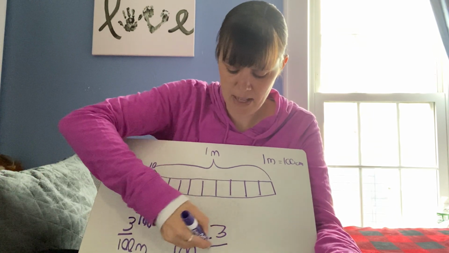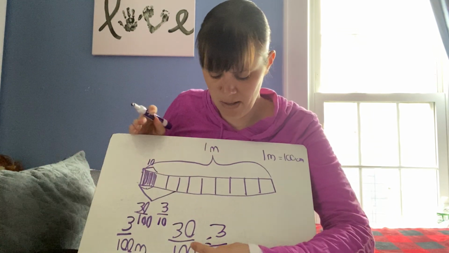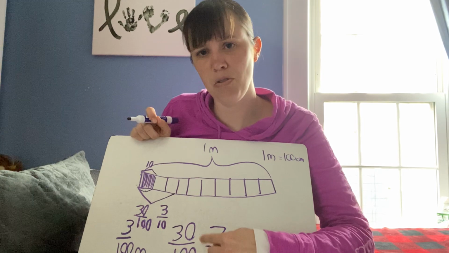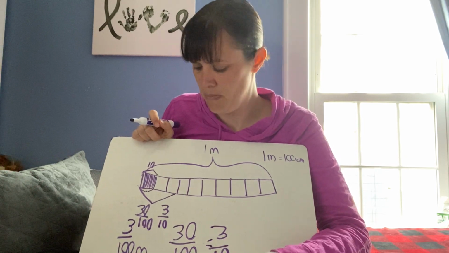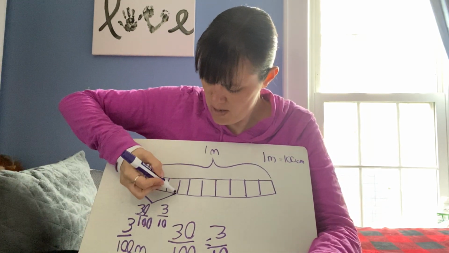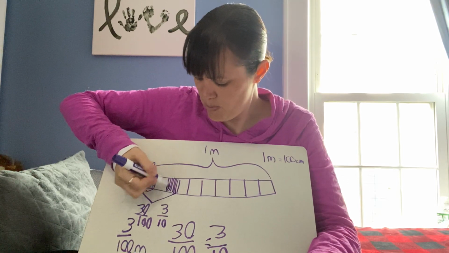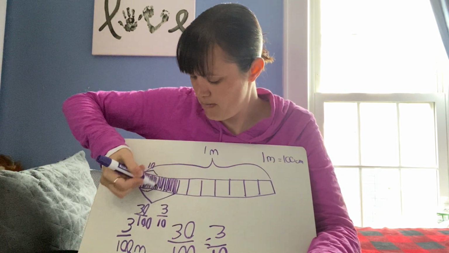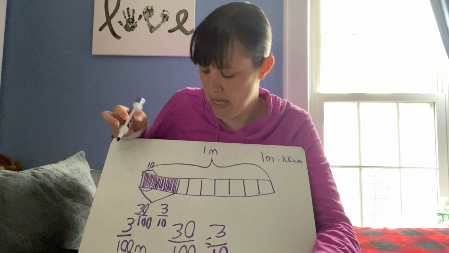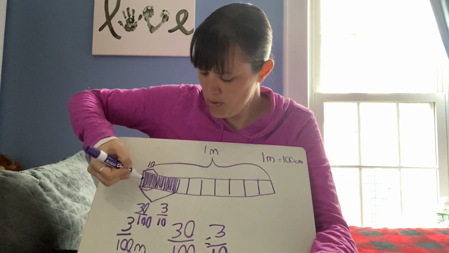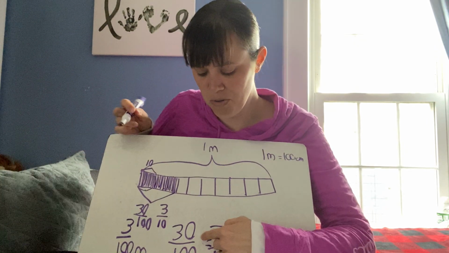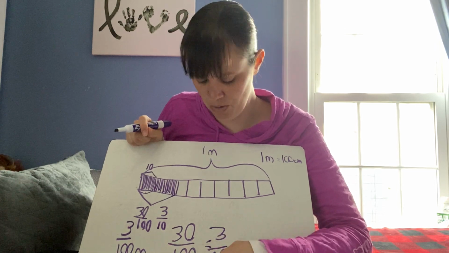So 3/10 is equivalent to 30/100ths. And if we, let's pretend that is actually 10. I don't think it's really 10. If we shaded in all 3 of these would be 3/10, but it also would be 30/100ths.